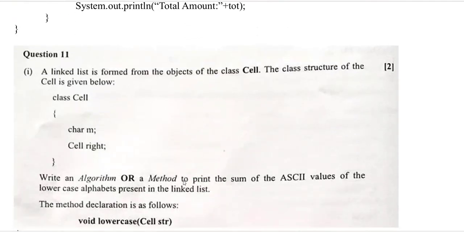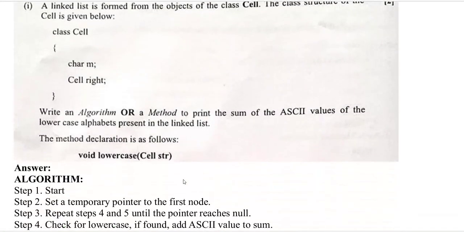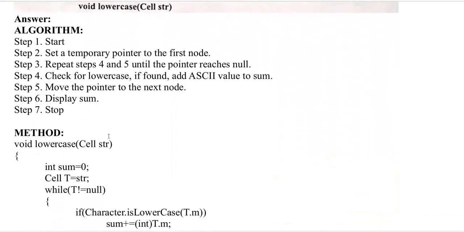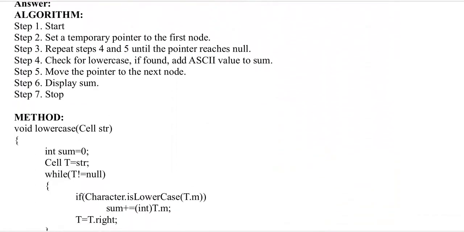Next and the last question is from linked list and tree. So linked list, here you can either write the algorithm or the code. Question is asked, the node is given, class cell with 1 character member and the pointer right. What you have to do, you have to print the sum of the ASCII value of the lowercase alphabets in the linked list. So you can see the algorithm. Algorithm is simple and straightforward.